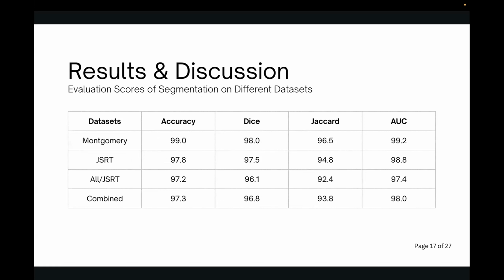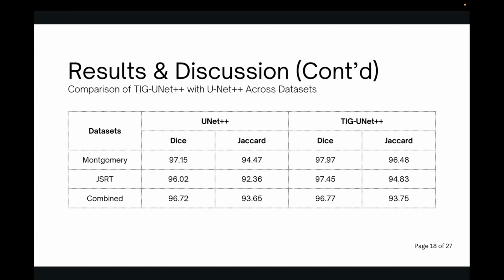Here you can see the scores of our TIG UNet++ model across different datasets, and you can clearly see that our model performed really well on almost all the datasets. And this proves the generalized behavior of our model on diverse datasets. Here is a comparison of our TIG UNet++ with the traditional UNet++ architecture. And you can see that our TIG UNet++ achieved better performance than the UNet++ architecture in all the datasets shown here. And this actually proves the effectiveness of the thresholded image passed late to the UNet++ architecture.